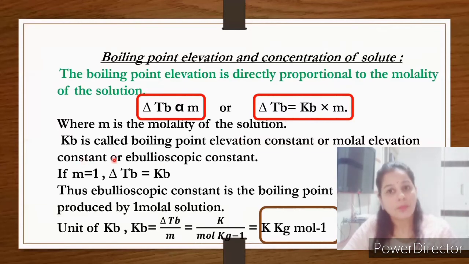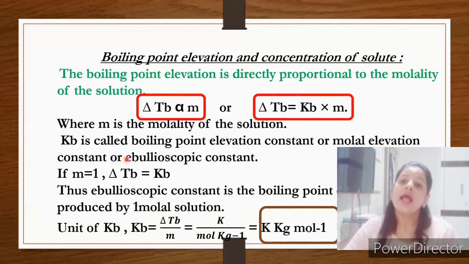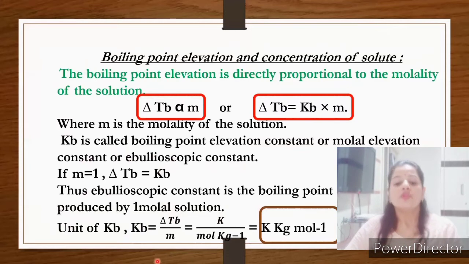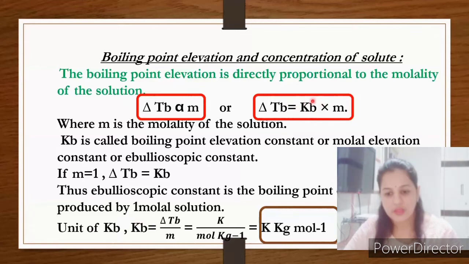where m is the molality of the solution and Kb has now become the proportionality constant, which is called the boiling point elevation constant or molal elevation constant or ebullioscopic constant. And most of the times in the exam, they generally give the word ebullioscopic constant. So the ebullioscopic constant is nothing but the constant which equates the boiling point elevation and molality. Thus the ebullioscopic constant is the boiling point elevation produced by a 1 molal solution.